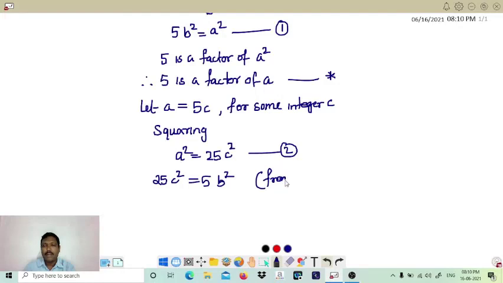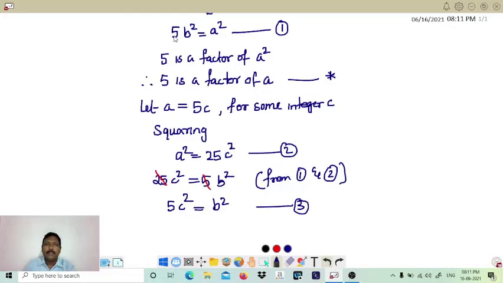So from equation number 1 and equation number 2, we got 25c squared is equal to 5b squared. Now we can cancel the 25 and 5. Then we get 5c squared is equal to b squared. Equation number 3.